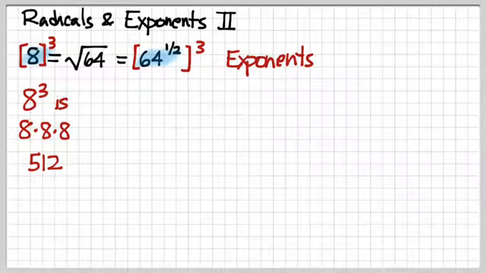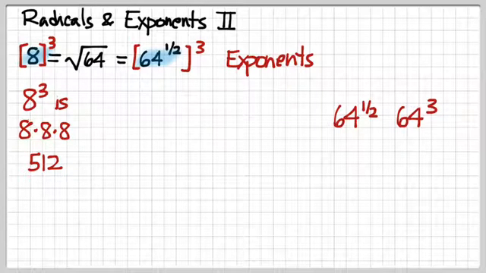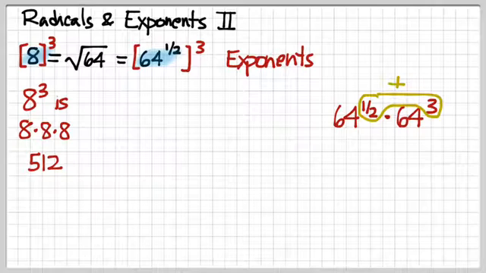How do I know I'm not going to add them here? What would this look like if I were to add them? 64 to the 1/2. So here's what I would say. I would add the 1/2 and the 3 if I were doing this, because in this example, what am I doing to the two monomials? I'm multiplying the two monomials. So in this situation, I do want to add these two exponents. But instead, what am I doing up here? What kind of arithmetic am I doing to this monomial? I'm raising it to another power.